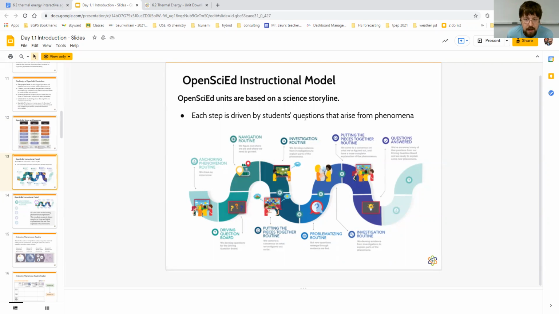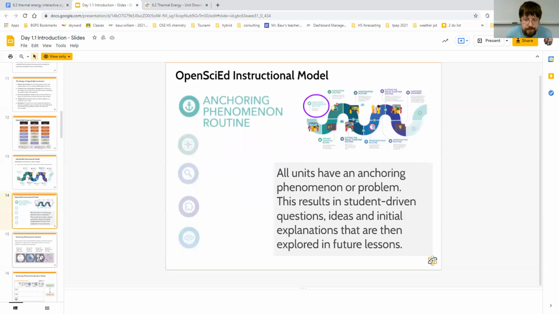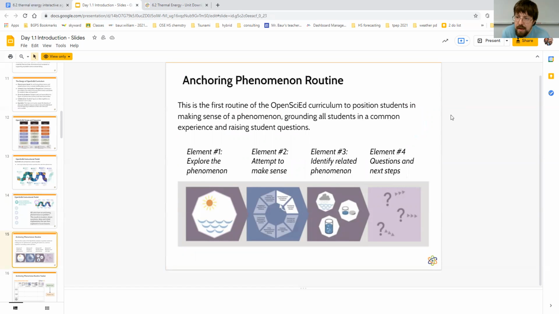So that's the storyline approach, and we'll focus on anchoring phenomena in this video. The main elements of the anchoring phenomena are exploring the phenomena, and then we attempt to make sense by building some initial models and doing some notice and wonderings. And then in the third part, we're going to identify a related phenomenon to the anchoring phenomena.